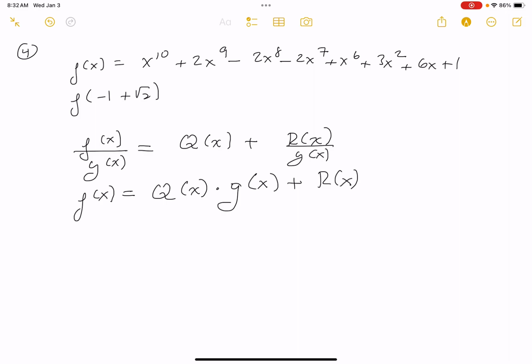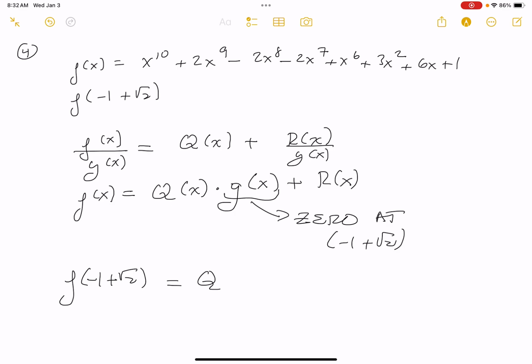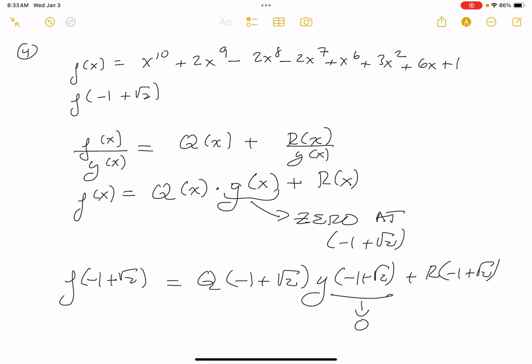Okay, what would be nice is to make this thing 0 at the number minus 1 plus root 2. To reason that, I want to do f of minus 1 plus root 2. And that's going to be q, which is going to be truly difficult to evaluate, times g, and then plus r. And hopefully r is going to be easier to evaluate. I want g to be 0, by the way. So I'm going to look for the simple way to do it.